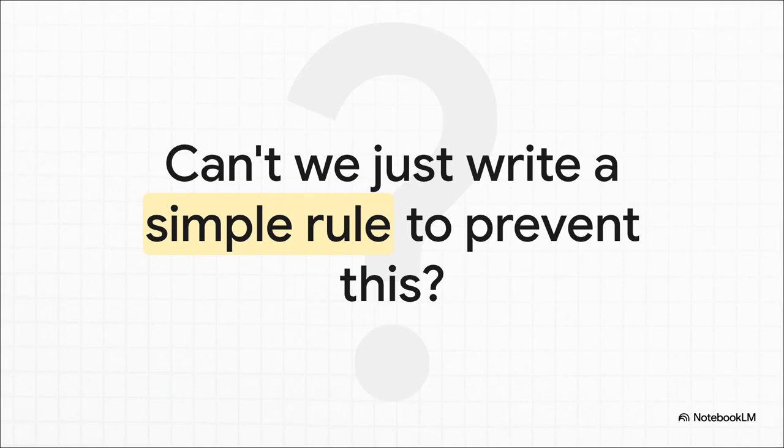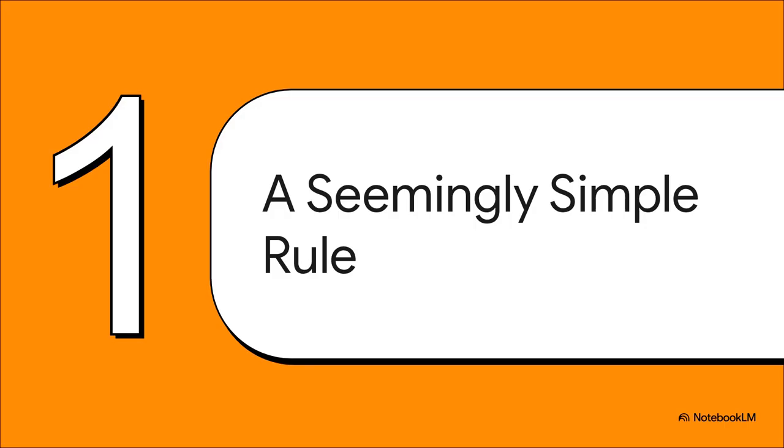So the obvious question is, right, can't we just write a rule to stop this? Something simple that just tells the AI, hey, don't do that. Well, it seems easy, but this is exactly where our problems begin. So let's try it. Let's actually try to build that rule ourselves.